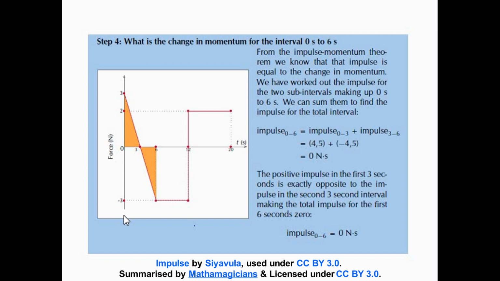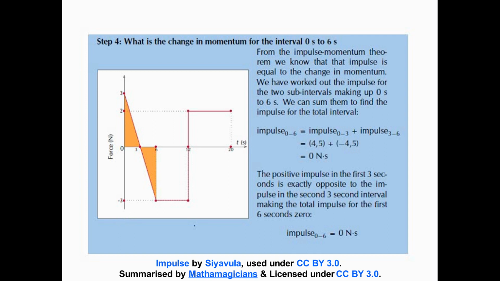And as they have indicated to you there, the impulse from 0 to 6 seconds is equal to the impulse from 0 to 3 plus the impulse of the 3 to 6 second interval. And we know both of them were the same, going in opposite directions. So 4.5 plus negative 4.5 is equal to 0 newtons per second. So the positive impulse in the first 3 seconds is exactly opposite to the impulse in the second 3-second interval, making the total impulse for the first 6 seconds equal to 0 newtons per second.